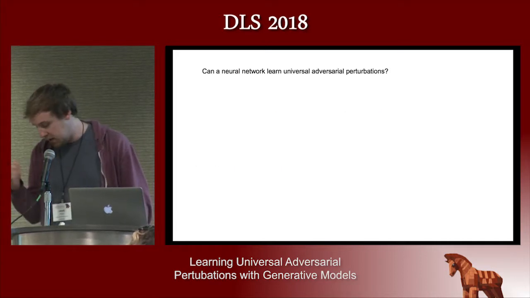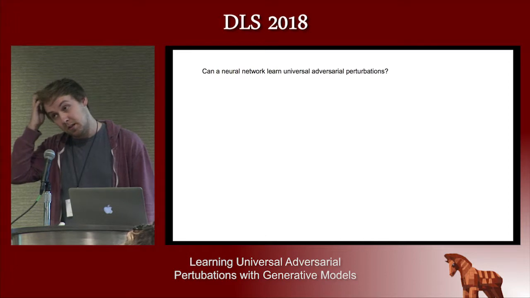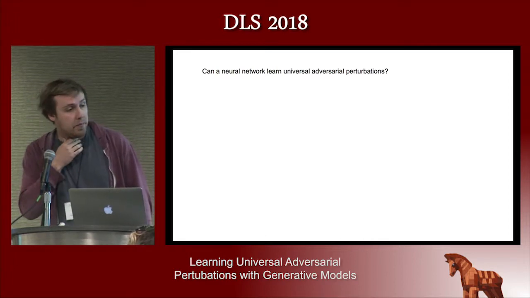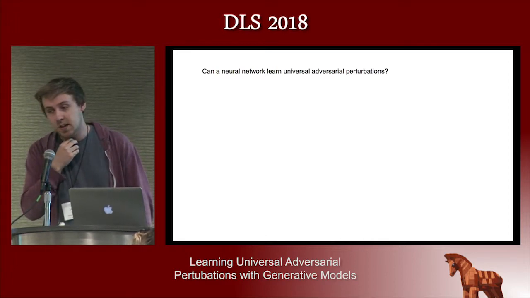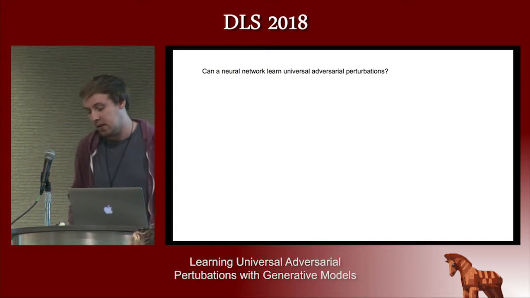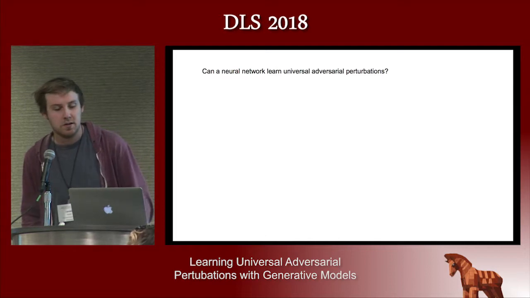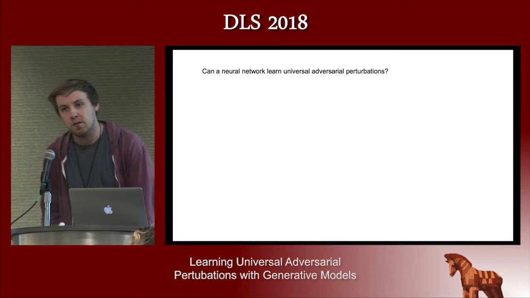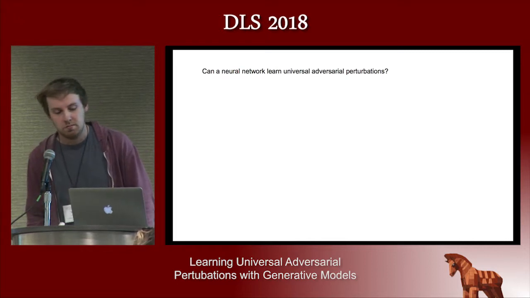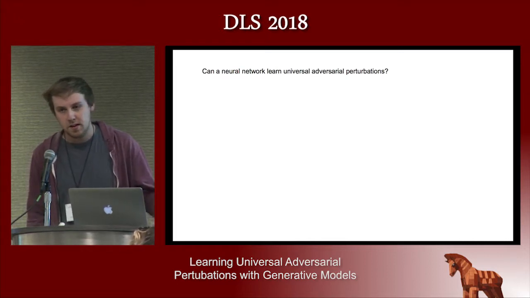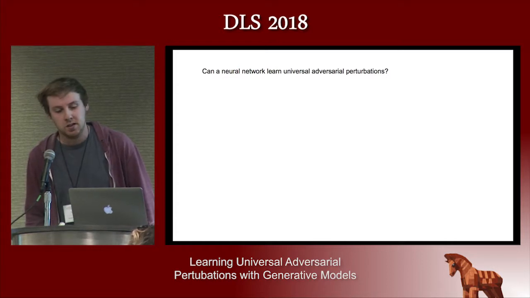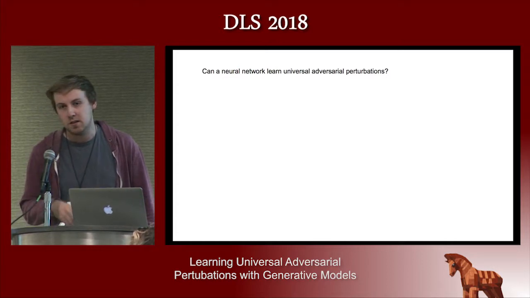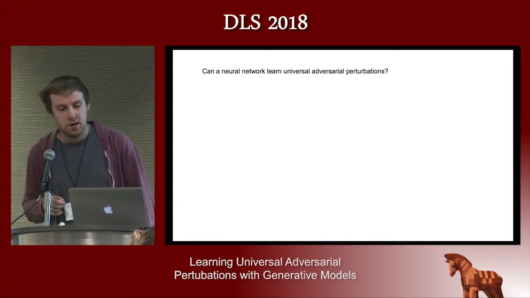So the question we asked was, can neural networks learn to craft these UAPs? Aside from it being an interesting academic exercise, there are some advantages that neural networks can provide when learning to craft these attacks. One is that after training, inference is pretty much free. The cost of actually generating these adversarial perturbations is essentially negligible compared to other techniques where you would have to rerun the attack to create a new adversarial perturbation.